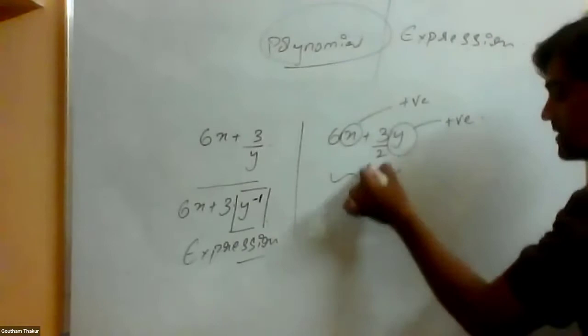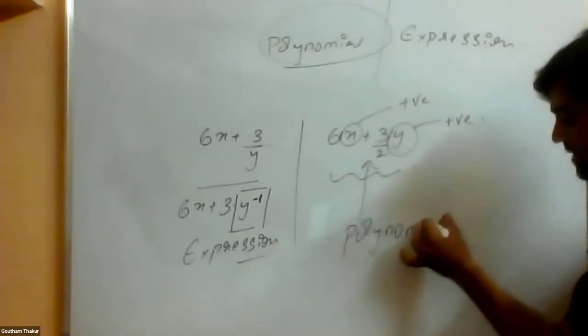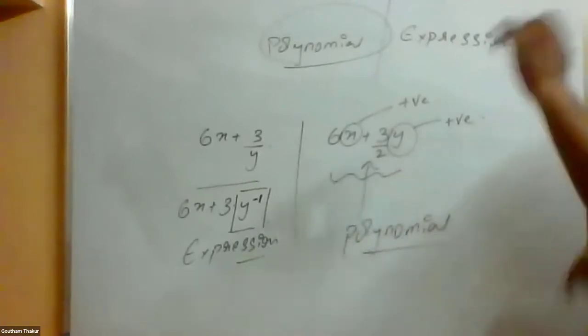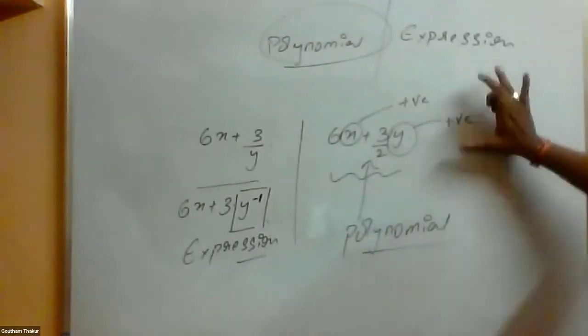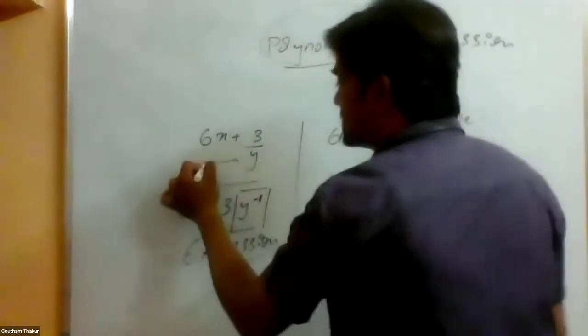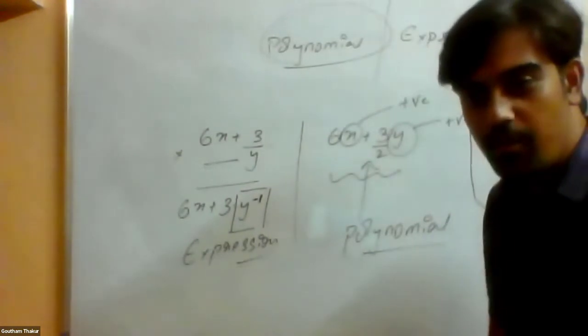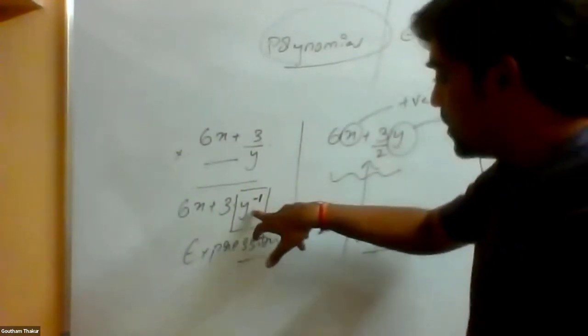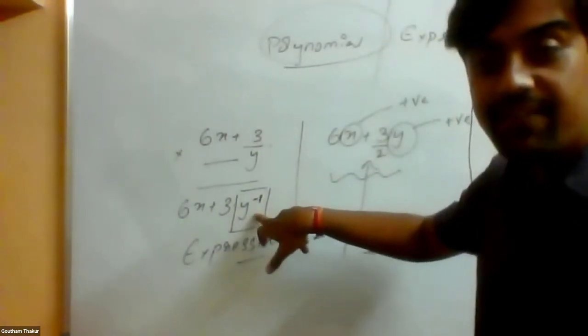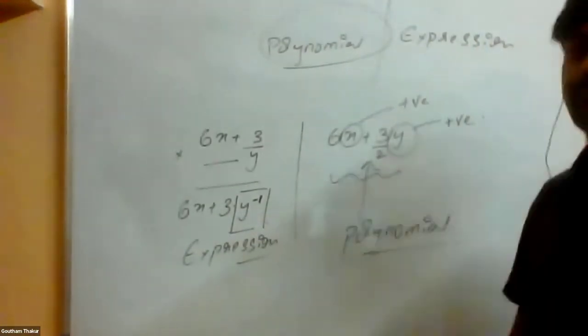So I can call this a polynomial, and this an expression. This is not a polynomial. Why is it not a polynomial? Because it has a variable with a negative power.